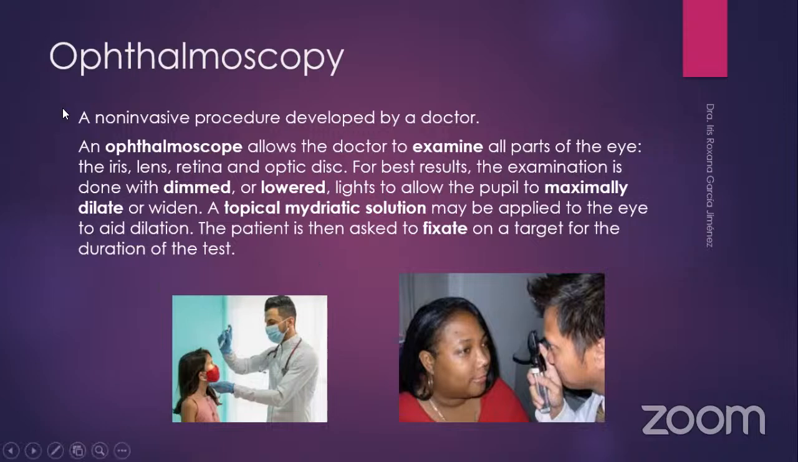Of course, we use the ophthalmoscope, and this device allows the doctor to examine all the parts of the eye, the iris, lens, retina, and the optic disc. As a general view, of course, maybe not as an ophthalmologist with all of the details we need, but it's very important to consider this and to check the differences between the pathological and the normal one. For best results, the examination is done with dimmed or lowered lights to allow the pupil to maximally dilate or widen according to the situation, of course.